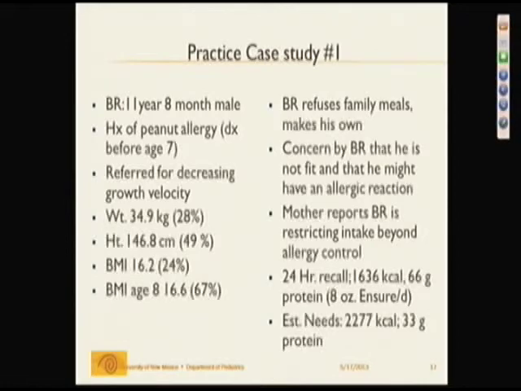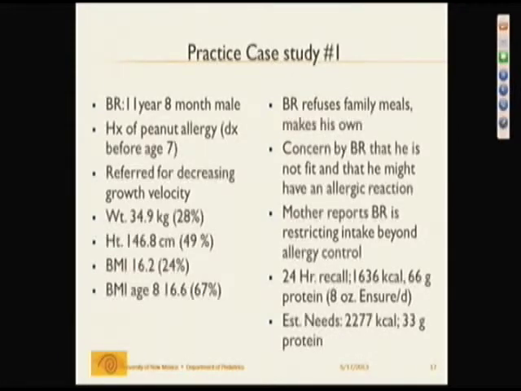And his BMI at age 8: he's 11 years, 8 months now, just over 11 and a half years, but at age 8 his BMI was 16.6 and put him at the 67th percentile. So that's what you've got from the standpoint of very concrete anthropometric measures and a little bit of medical history. This child refuses family meals. He makes his own. The child has concerns that he's not fit and that he might have an allergic reaction. His mother reports that he is restricting intake beyond allergy control, so that's what she's concerned about.